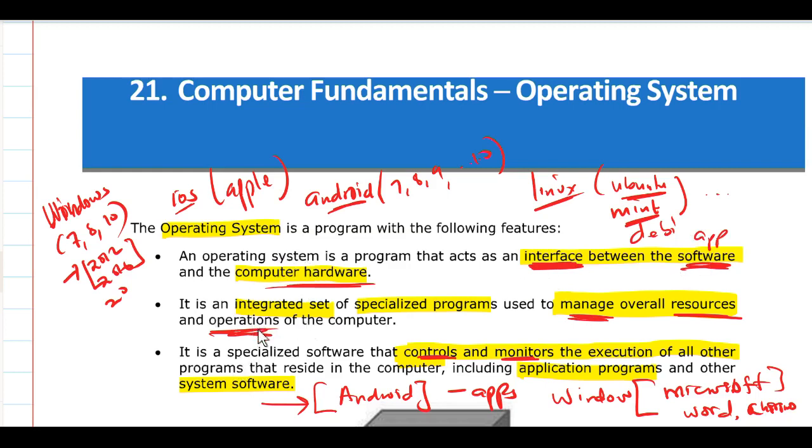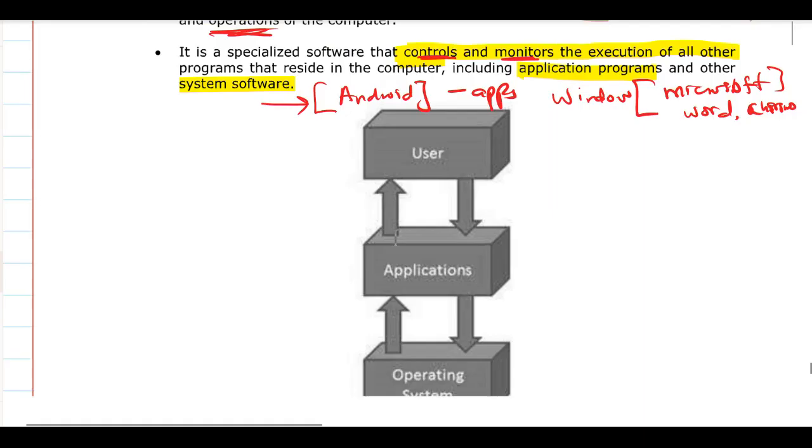So what you also observe is that there is a set of specialized programs that are used to manage all the resources and operations of a computer. If we talk about resources, we're talking about RAM, memory, registers, storage and the processor, among others. Those resources and their operations are managed by the operating system. Of course, they also control and monitor the execution of programs as they interact with the hardware.